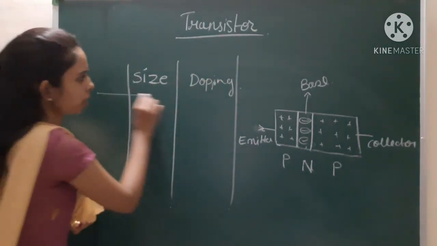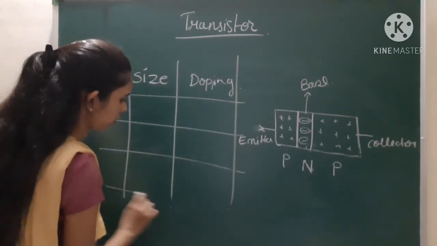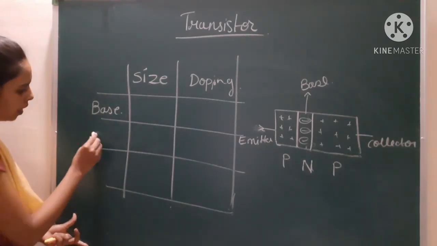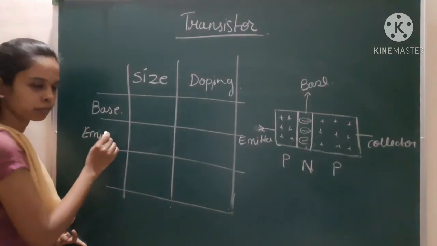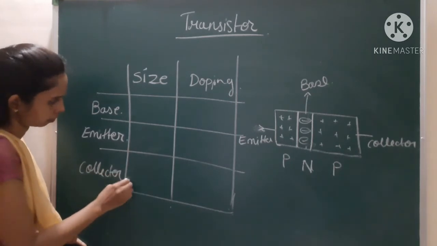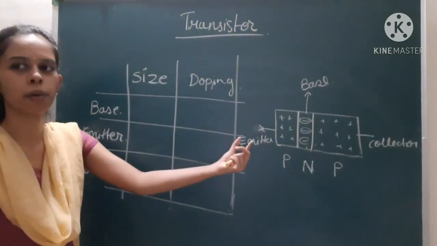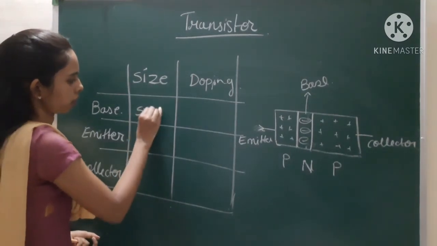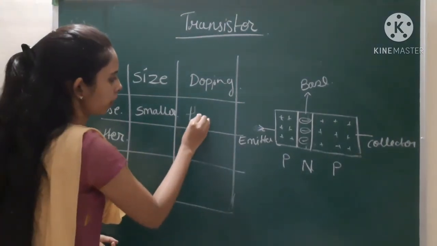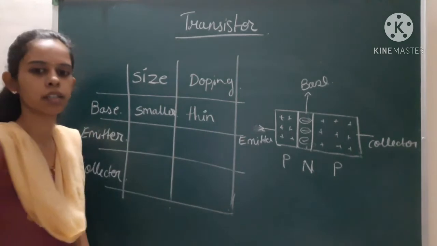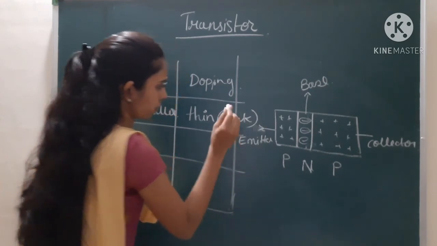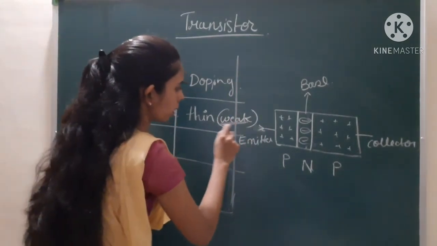Okay, now there are three terminals, that is base, then emitter and collector. Now here the size of the base is smaller, and the doping is very thin. Very thin doping is there, or you can say very weak doping is there.